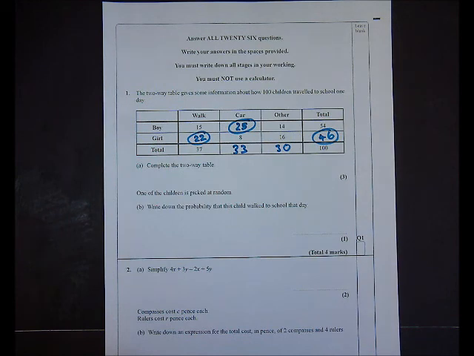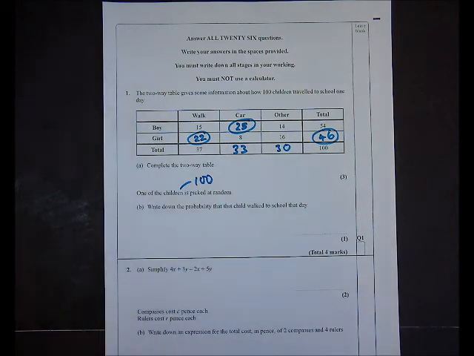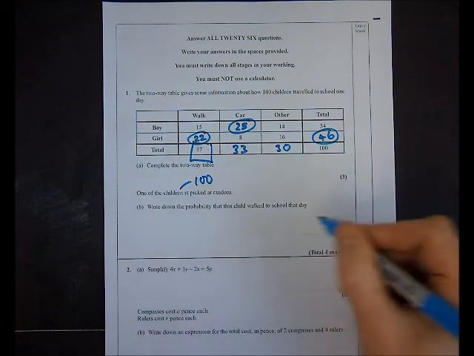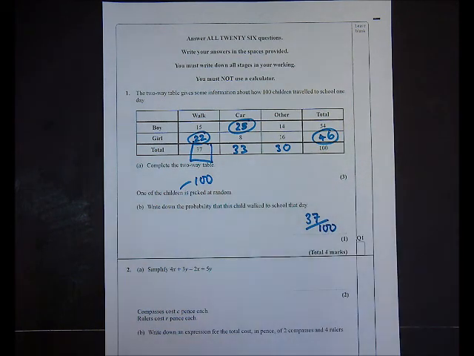In part B, I'm told that one of the children, of which there are 100, is picked at random, and I'm asked to write down the probability that they walk to school on that day. Well, the children that walk to school are given here as 37, so the probability is 37 out of 100.